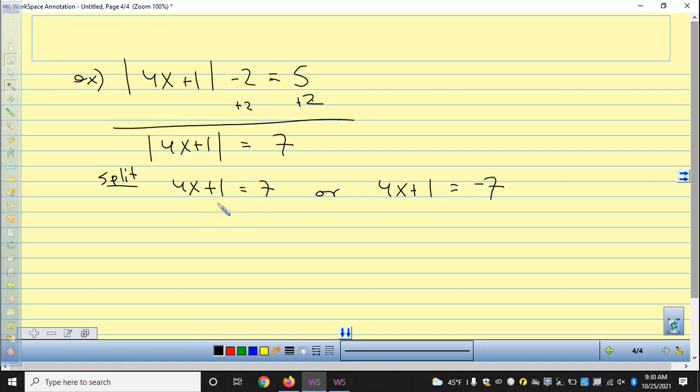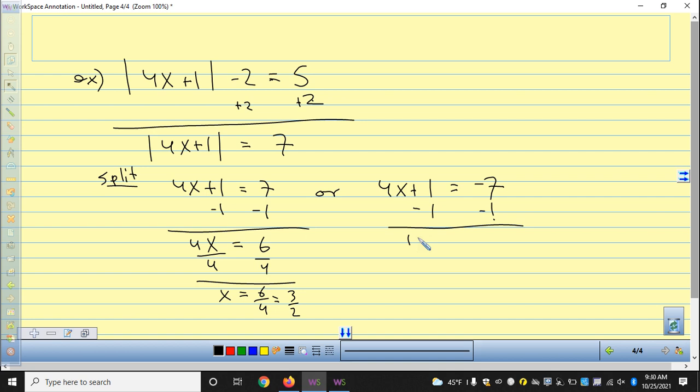Well, now I need to get x by itself. For this first one, I subtract 1. So I get 4x equals 6. Divide by 4. And x equals 6 over 4, which I can reduce to 3 halves, or 1.5 if I put it in my calculator. Subtract 1 from both sides again. Here I get 4x equals negative 8. Divide by 4, and I get x equals negative 2.